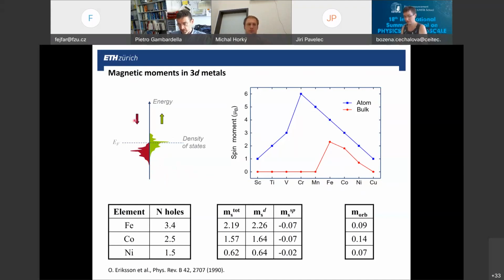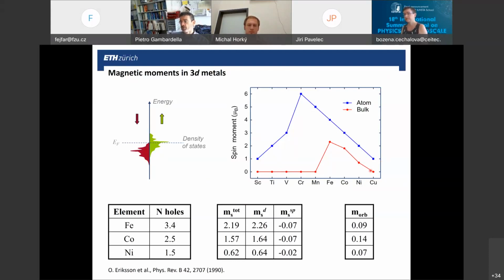And here you see a pictorial representation of the density of states for spin up and spin down electrons. So the difference in the filling between the states gives us, this is the number of holes in the d band. This is roughly proportional to the spin magnetic moment, which is mostly a property of the localized d orbitals. And as you see, there is a difference between the spin moment expected for gas phase atoms, which is essentially given by the first Hund's rule, and the spin moment that is actually measured in bulk metals.